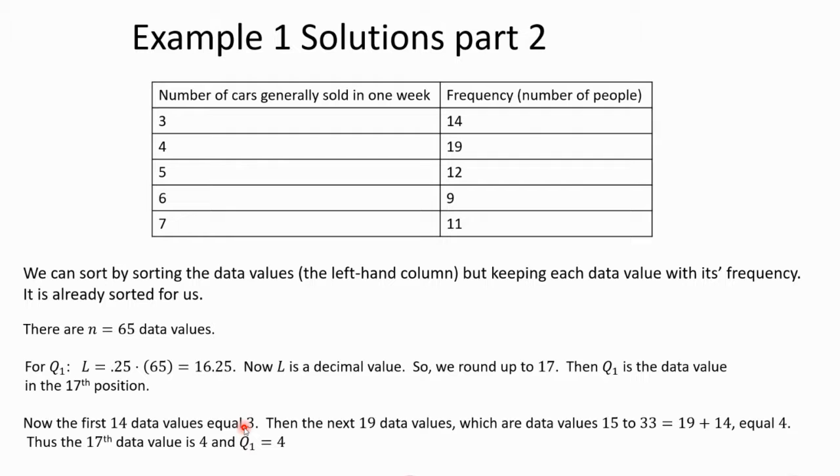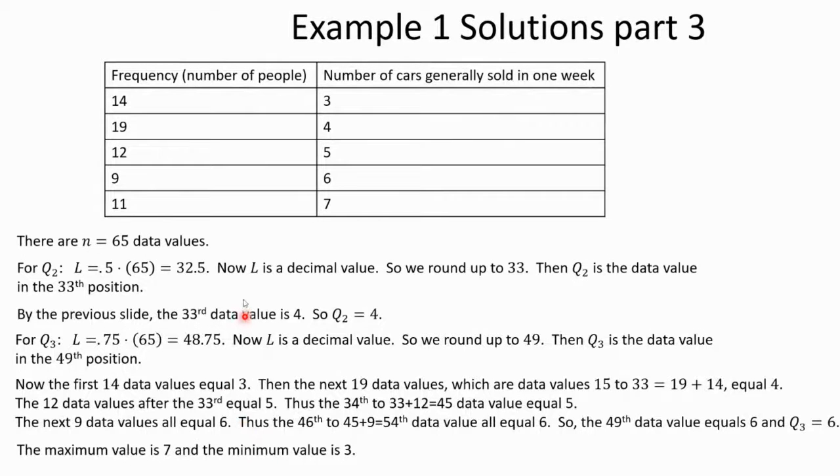Okay, that's good. Now let's get to Q2, which remember is the median. So for Q2, we have L is 0.5 times 65, which is 32.5.